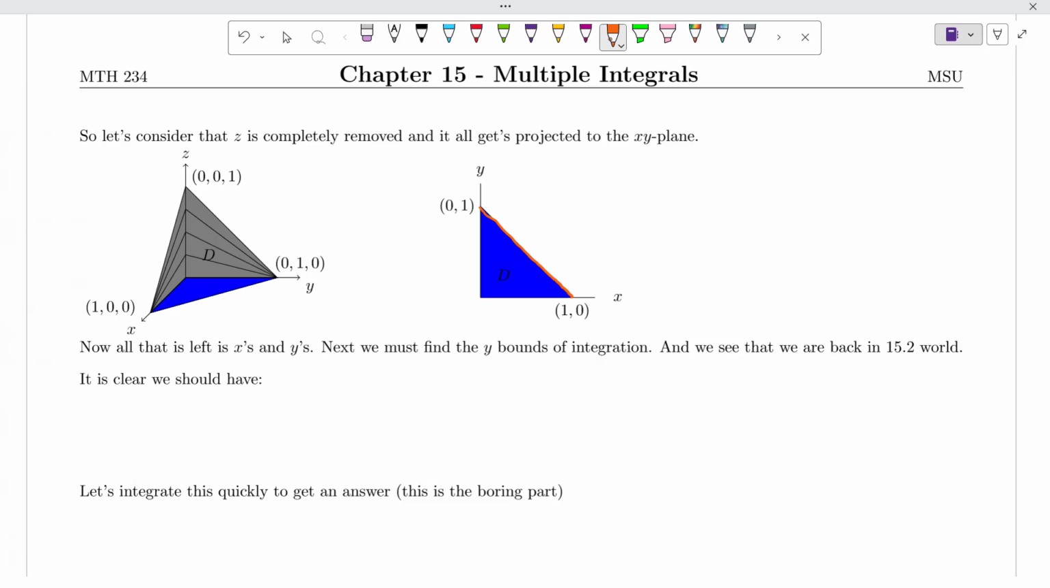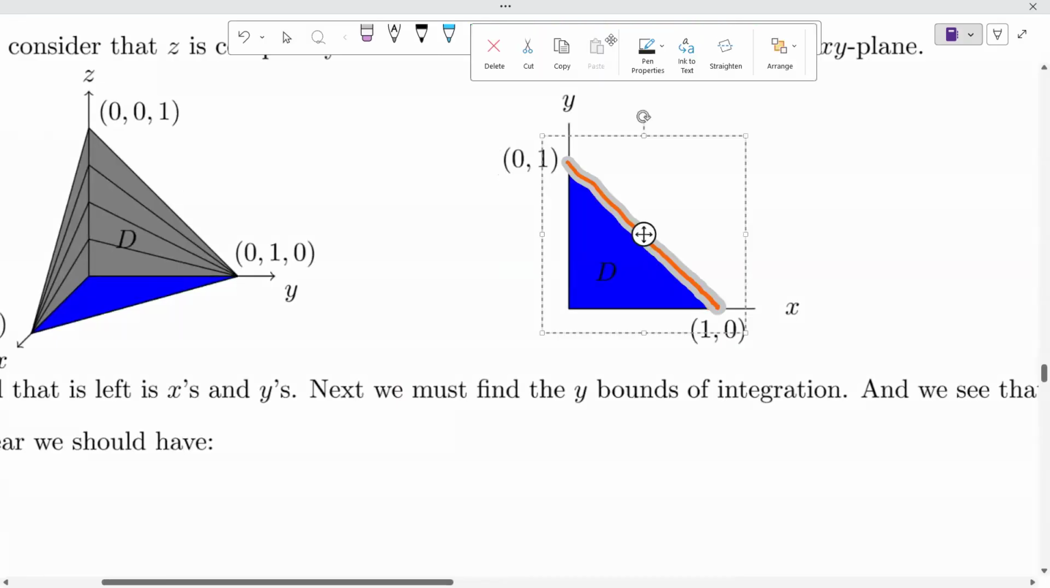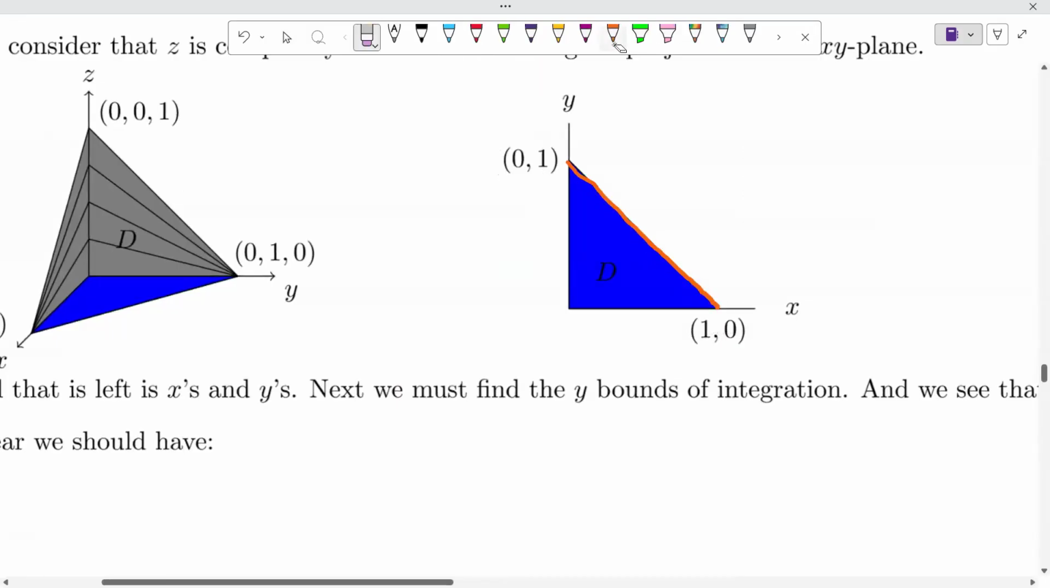And then the other two are going to be the axes. But let's focus on that orange line that I've just drawn in. That thing has the equation y equals 1 minus x, or x equals 1 minus y.